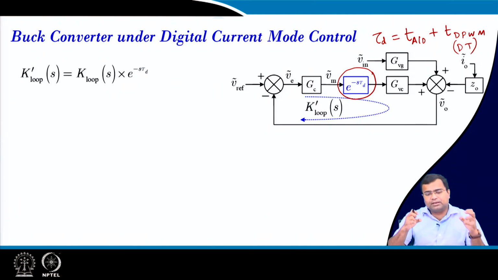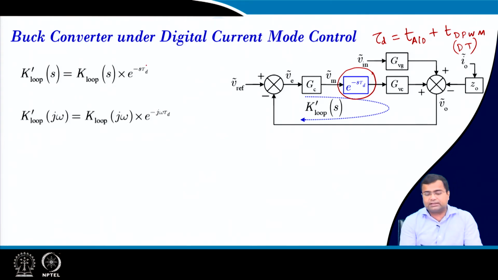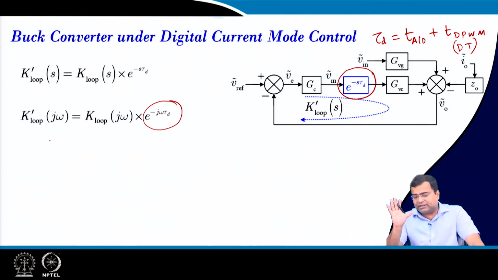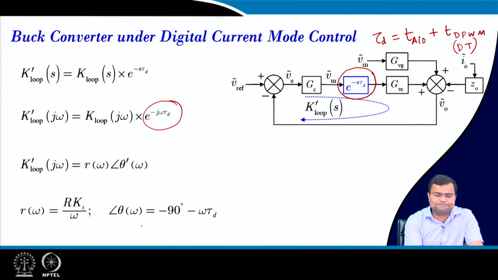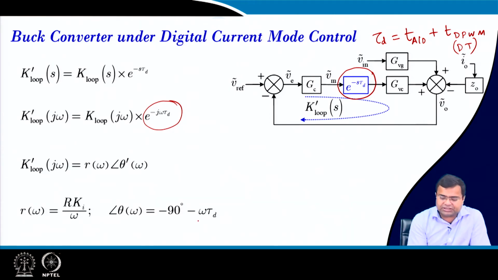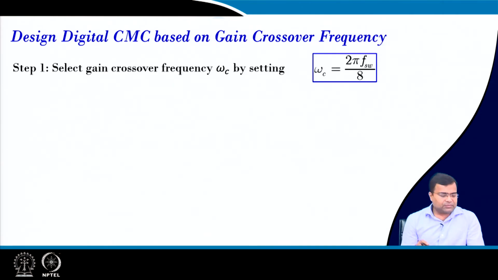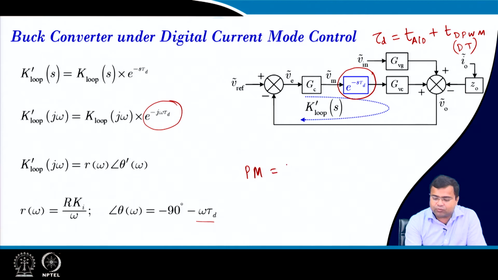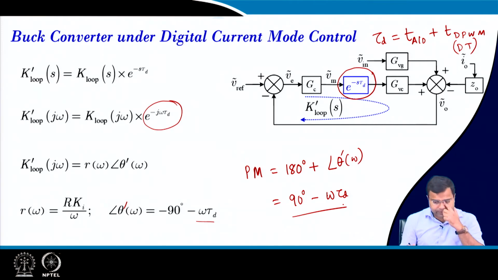Now if we write the loop transfer function, compared to the previous one, only the delay term will come. We have discussed that this delay will not affect the gain plot of the frequency response, but it will affect the phase plot. The original analog loop transfer function is simply some gain by s, so the phase margin is 90 degrees, and because of this term we get an additional minus omega tau d. So the phase margin will be 180 degrees plus theta at omega c, which is nothing but 90 degrees minus omega tau d, computed at omega equal to omega c, because we have to calculate the phase margin at the gain crossover frequency.